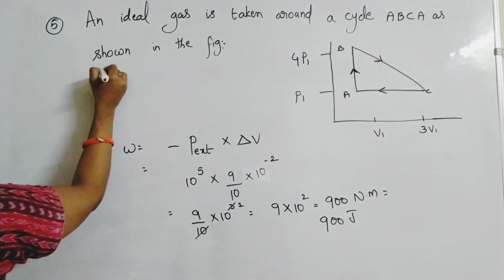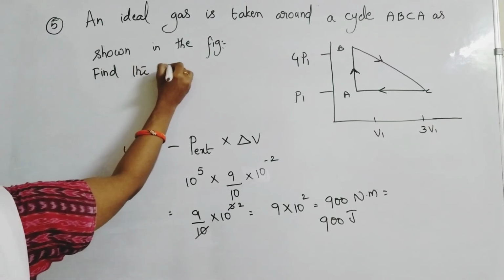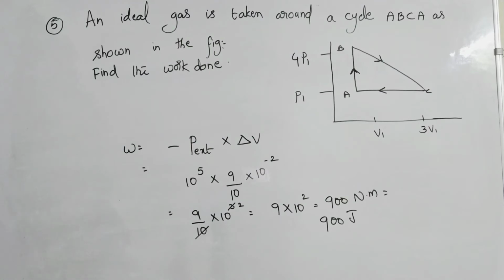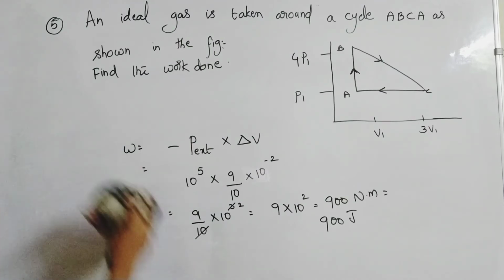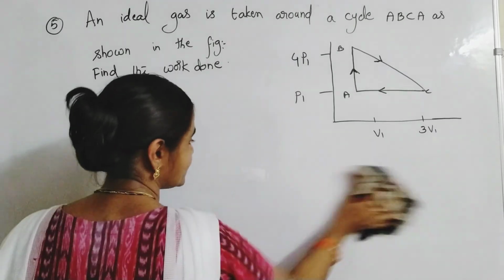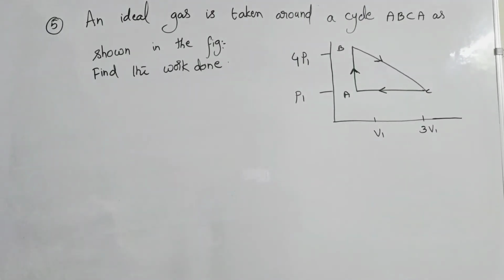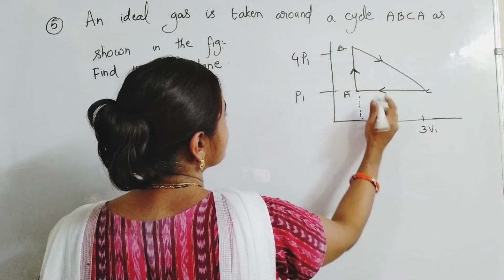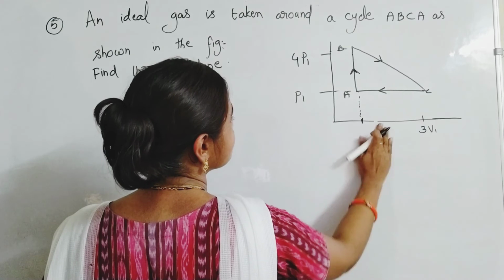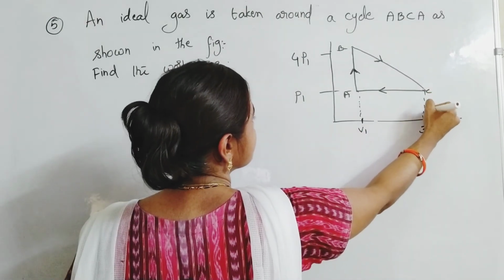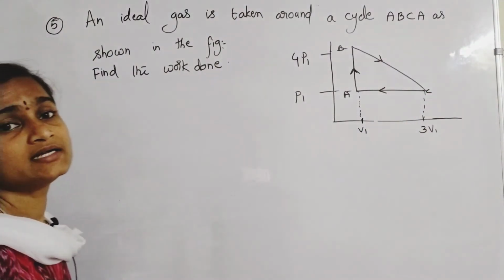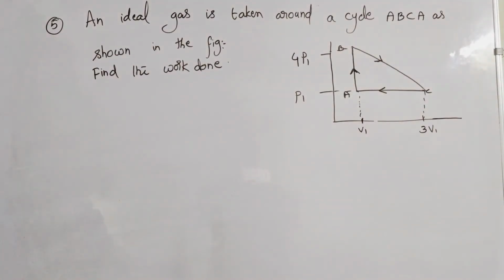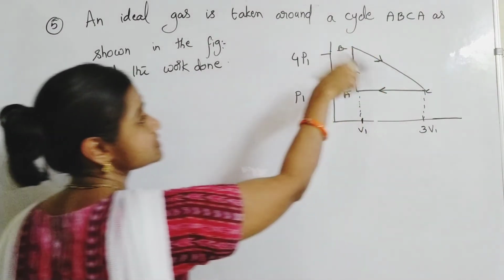So find the work done during the cycle. How much is the work done? That is the question. Okay, cyclic process is given. This is the V1 value and this is the 3V1 value. Okay, understand the question carefully. He is asking us to find what? Work done. So here this is a cyclic process.